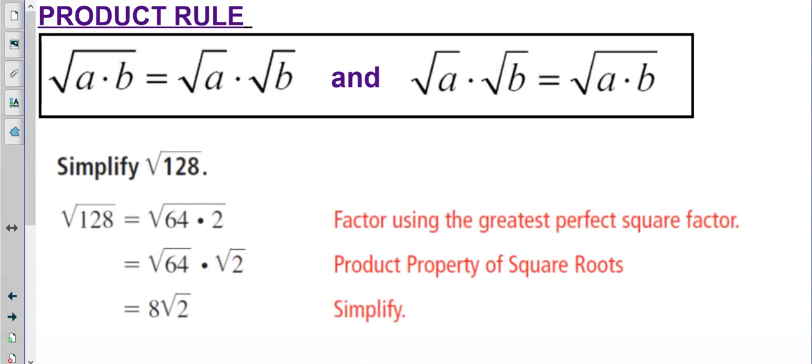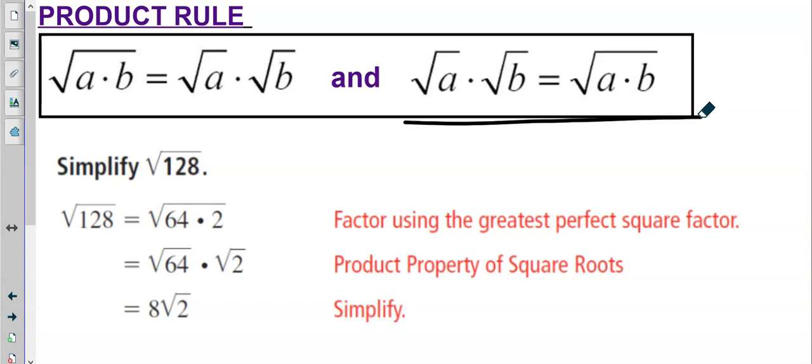So the product rule with radicals means basically anything under the radical is the same thing as outside the radical, but it's multiplied. So radical 2 times 3 is the same as radical 2 times radical 3. When I say radical, I mean square root. So the square root of 2 times 3 under the radical is the same thing as the square root of 2 times the square root of 3 separately. All right, and then this is just the opposite direction. You can split them up or put them together.